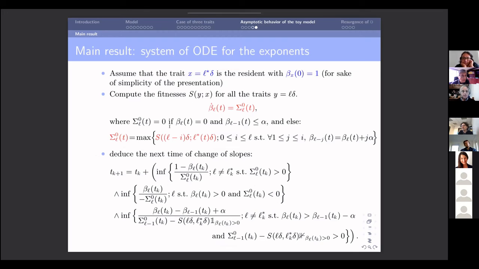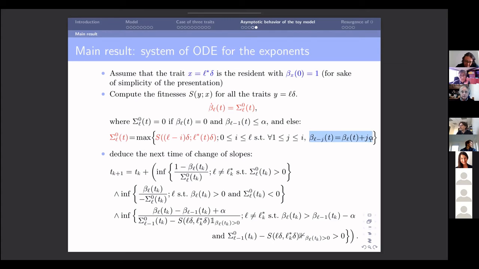So actually the fitnesses are S of yx, but the slope due to fitnesses in the population L may be S of L star, but it may also be some S of L minus i, L star, because due to immigrations, if this is larger than the others, it may give individuals to all larger traits with the same slope. So you have to take the maximum of several slopes, and this maximum needs to be taken for all slopes that may contribute to the immediate growth of trait L.